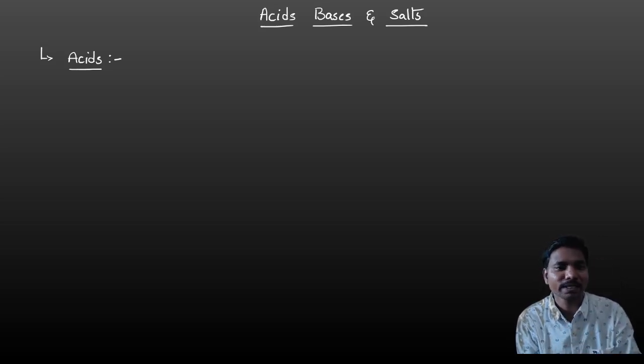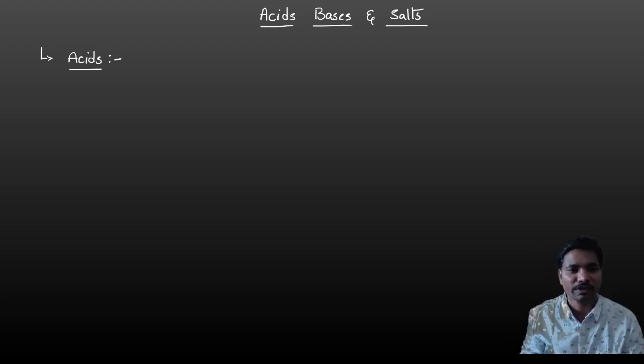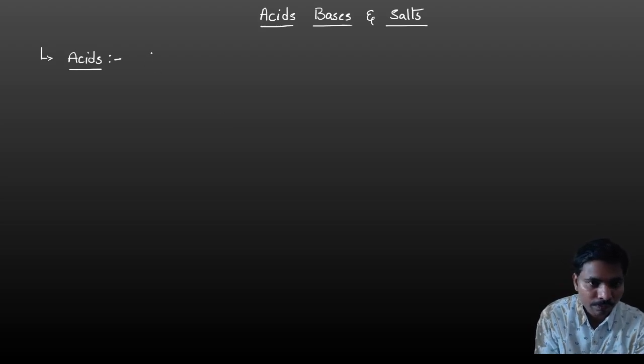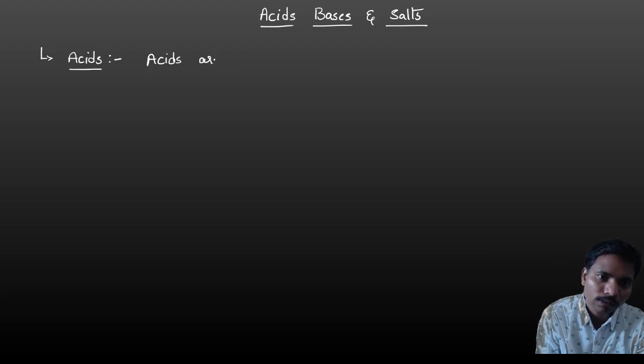Citric acid is present in citrus fruits like lemon, oranges, like that. For example, let us take a small amount of lemon juice that is very sour in taste. Correct. So we can get the idea, acids are sour in taste. Very, very important topic. Note down. Acids are sour in taste. Very important point.